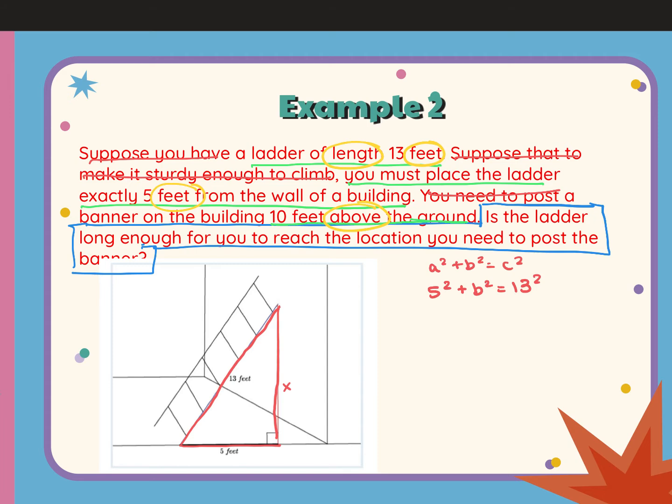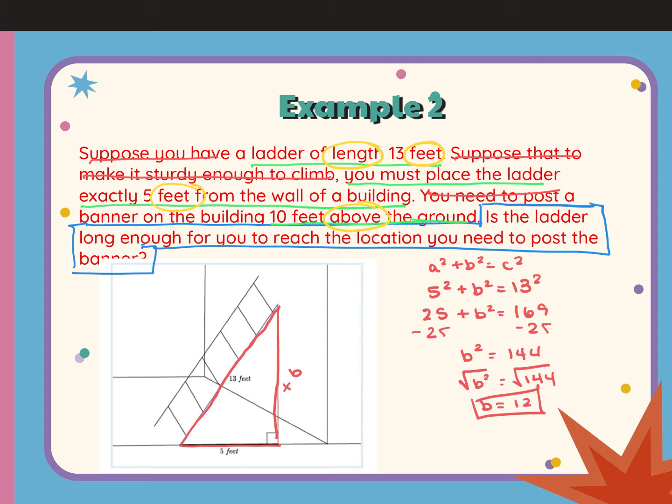All right, so we have 5 squared is 25 plus b squared is equal to 169. We're going to subtract 25 from both sides. So we have b squared is going to be equal to 144. So remember, we want to figure out the side b, so we have to take the square root of b squared and take the square root of 144. So we have b is equal to 12. All right, so we know this side length is 12.